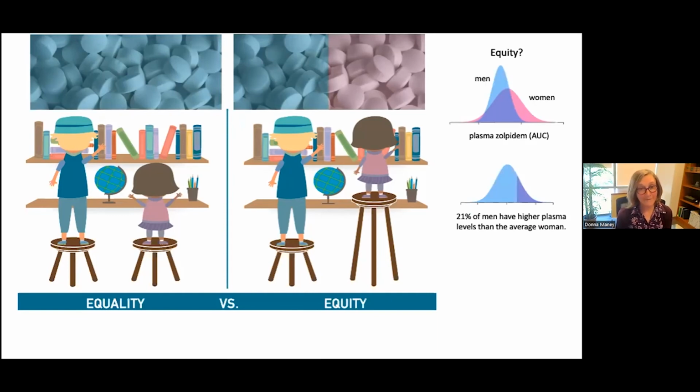So if the average woman is overdosing, 1 in 5 men are also overdosing. And then 32% of women are clearing this drug like a boss, and they don't need the half dose. But women can't get the full dose in this country unless it is prescribed off-label. So my point here is that even when there are substantial, real, significant sex differences, sex doesn't always explain a huge amount of variation. The variation is likely to be explained by something else.